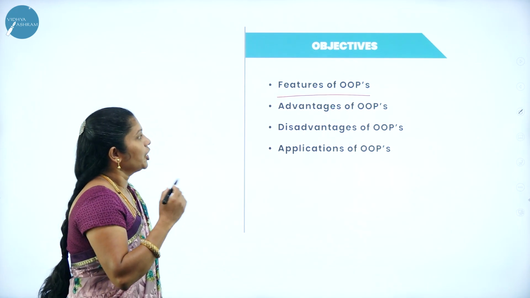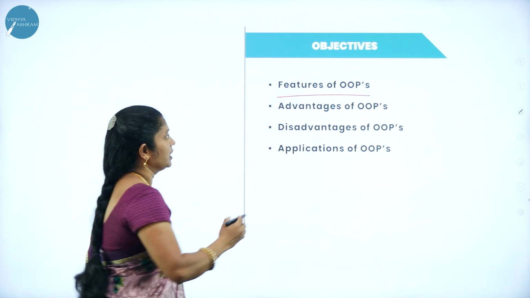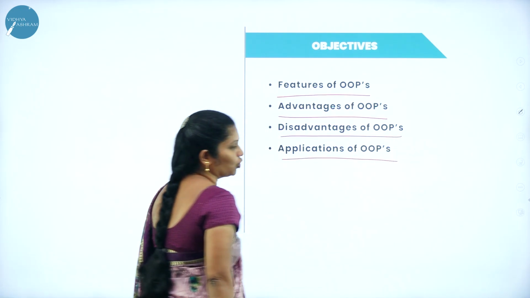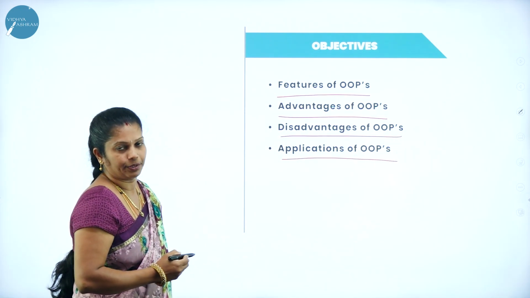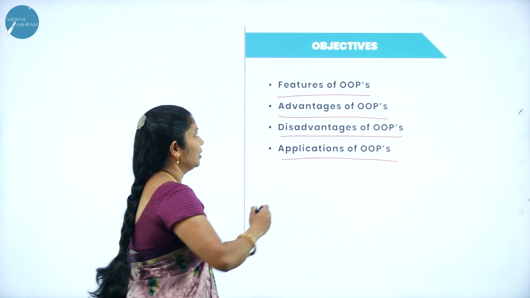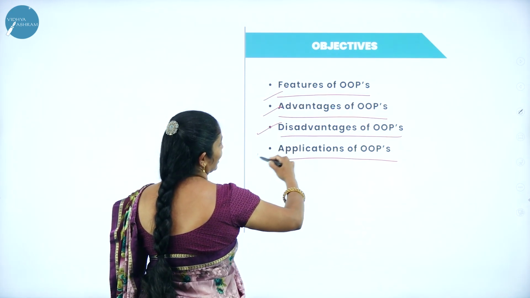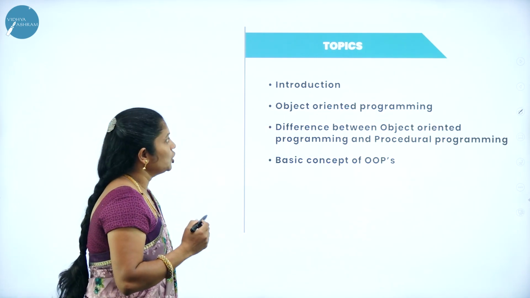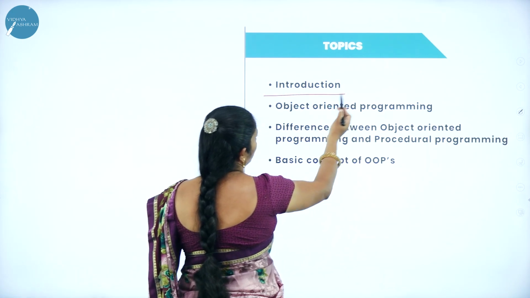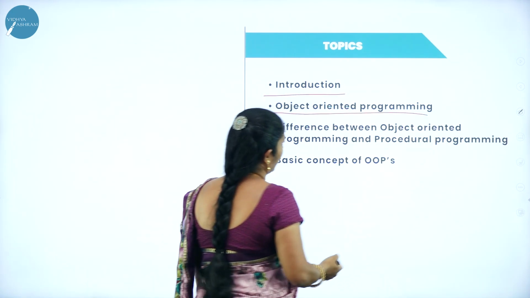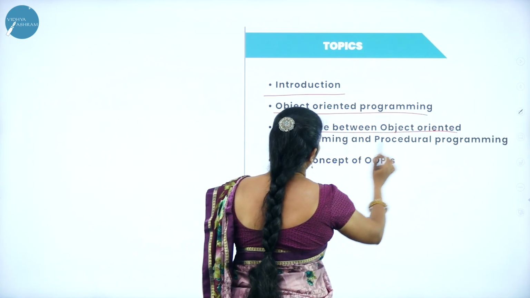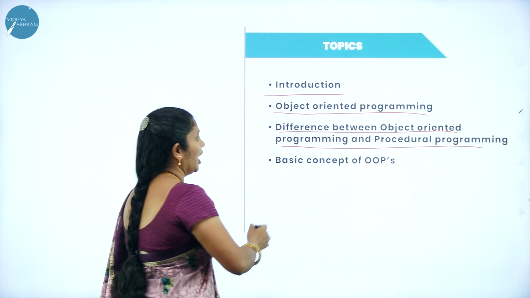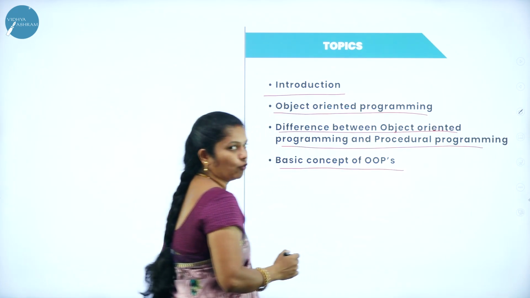In this chapter, you will come to know the features of OOPs, the advantages of OOPs, disadvantages of OOPs, and applications of OOPs. These are the major concepts you will study in this chapter. That is feature, advantage, disadvantage, as well as application. In this class, you will come to know the introduction regarding OOPs, object-oriented programming, the difference between object-oriented programming as well as procedural-oriented programming, as well as the basic concepts of OOPs.